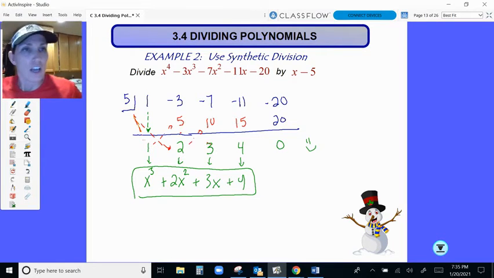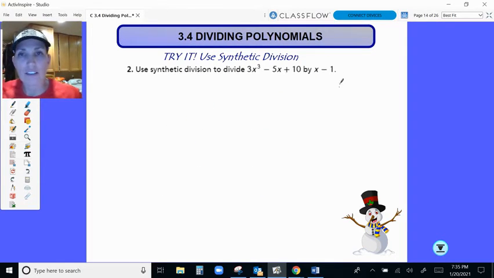So you might want to pause this and divide this and see how you do. Be careful. Remember, there's no squared term there, so you want to have a placeholder of a 0.